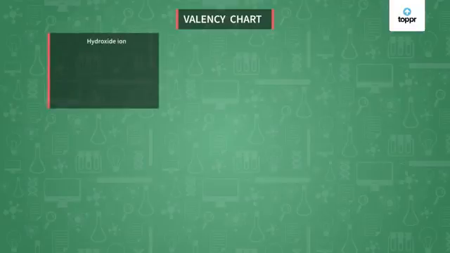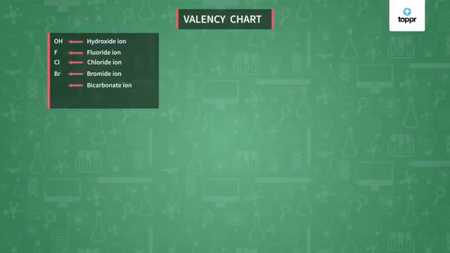Let's learn the valency chart. We have divided the valency chart into groups and each group has the same valency. So in my first group I have hydroxide, the polyatomic ion OH, fluoride. Fluoride is nothing but fluorine which has become an ion. So fluoride, chloride, that is Cl, bromide, that is Br. Bicarbonate, well we know carbonate is CO3 and bicarbonate is HCO3 which is also called hydrogen carbonate.